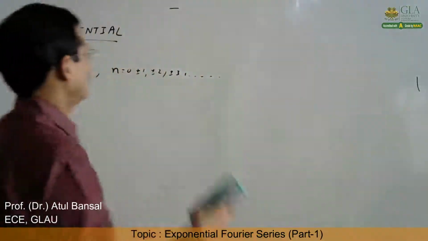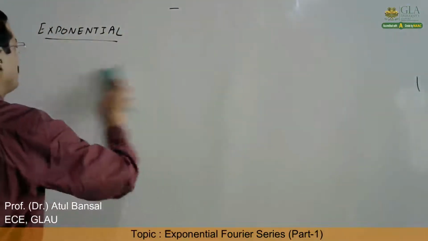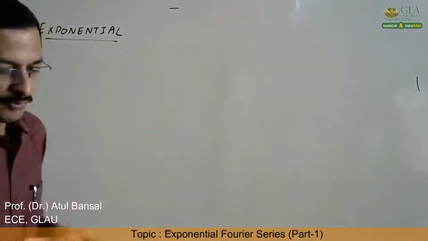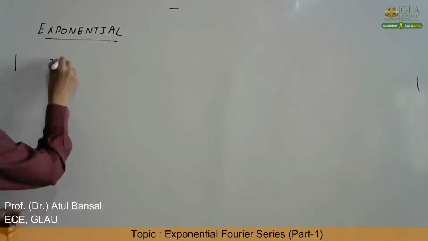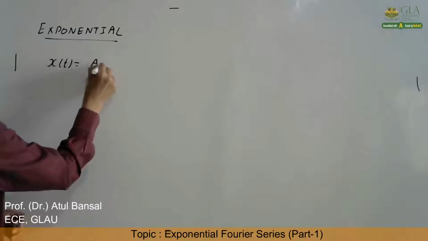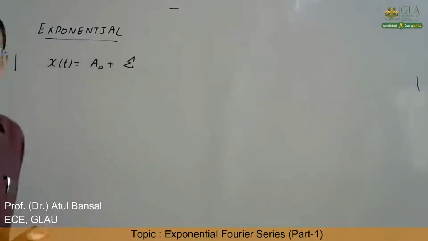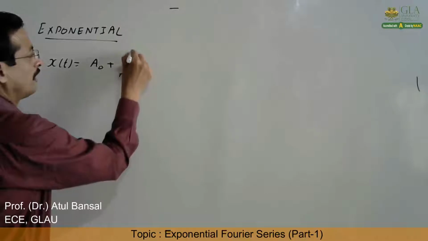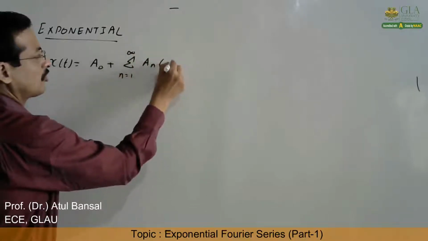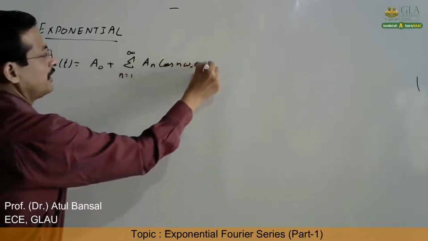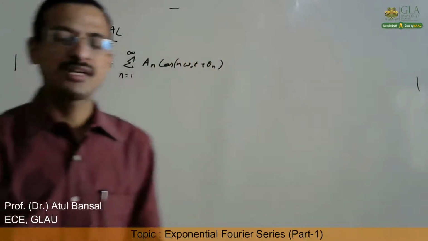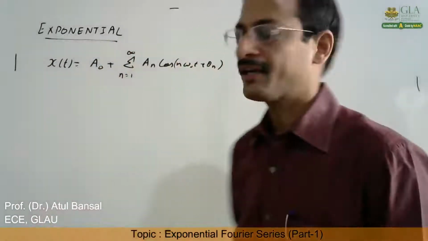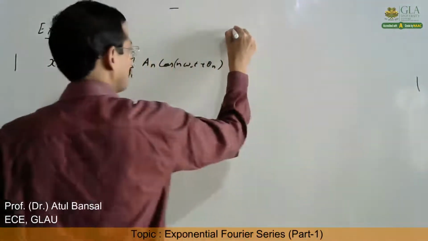Now let us derive that exponential form of Fourier series for any periodic signal. For that, we may start from the cosine form of Fourier series. Now the cosine form of the Fourier series of any signal is x(t) equals a0 plus sigma n equals 1 to infinity An cos(n omega naught t plus theta n). Right? We already know the relationship between trigonometric and cosine forms, so we are not going to repeat that.